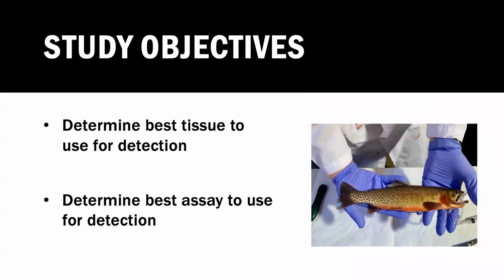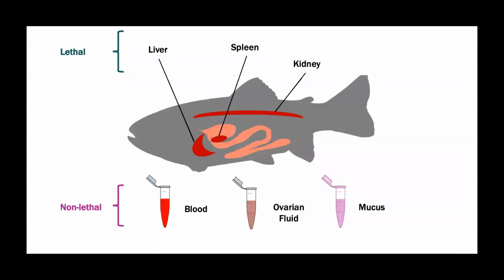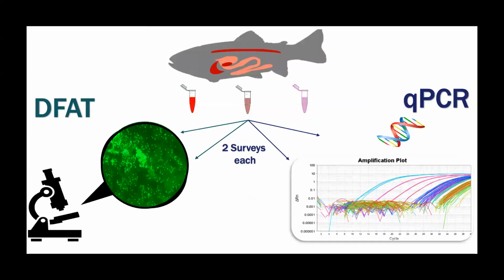Which brings us to our study objectives, which are to determine the best tissue to use for RSAL detection and determine the best assay to use for RSAL detection in Colorado cutthroat trout. So in 2019, we collected 781 adult spawning cutthroat trout and collected 6 tissues from each fish. For our primary objective, we sought to determine best tissues to use for testing for both lethal and non-lethal study objectives, and collected 3 lethal tissues, liver, spleen, and kidney, and 3 non-lethal, which include blood, ovarian fluid, and mucus. However, for this talk, we're only going to focus on the kidney and liver tissues.